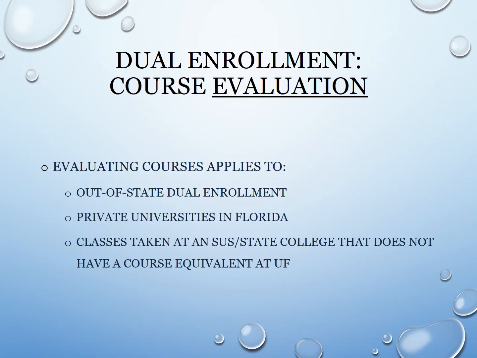So moving away from course equivalency, which is a very specific set of rules that we can evaluate the course for, now we're moving into dual enrollment course evaluation. That applies specifically to classes taken at the SUS or state college that do not have a course equivalent automatically at UF. So we don't have that prefix and last three number match up here because the course doesn't exist here. It also applies to private universities in Florida and then out-of-state dual enrollment. Those three areas are what we're talking about when we talk about course evaluation steps.